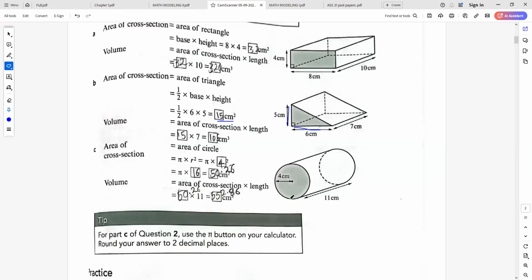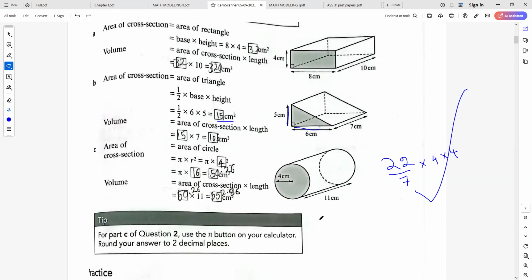otherwise if you know pi is equal to 22 by 7, 22 by 7 times 4 into 4. So if the radius is a multiple of 7, we can easily simplify. Since this 4 is not a multiple of 7, they have allowed you to use your calculator. So using the calculator might be the best choice for you, right? And they have given a tip also here. For part C of question 2, use the pi button on your calculator. Round your answer to 2 decimal places. Then it gives 50.256, right?